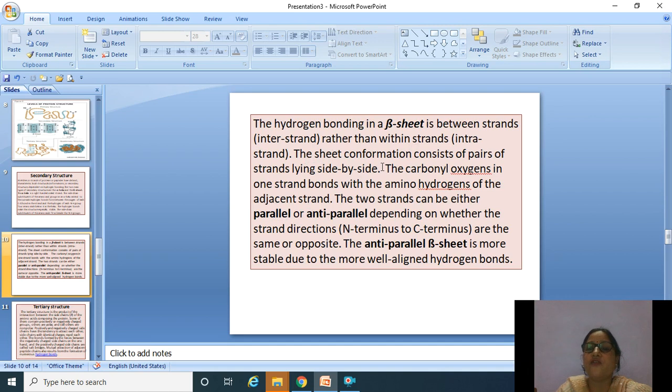How? The sheet conformation consists of pairs of strands lying side by side, and the carbonyl oxygen in one strand bonds with the amino hydrogens of the adjacent strand. The two strands can be either parallel or anti-parallel, depending on whether the direction of the strands, from nitrogen terminus to carbon terminus, is the same or opposite. That is, both have the same nitrogen terminus.